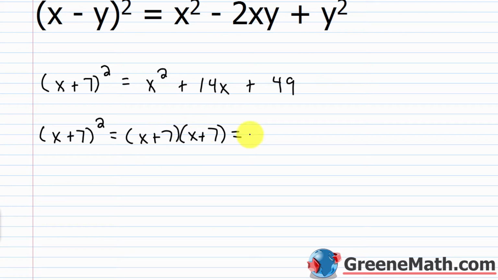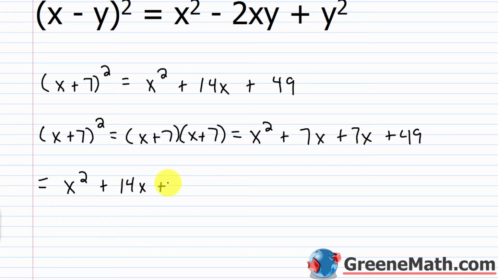So x times x is x squared, plus x times 7, that's 7x, plus 7 times x, that's 7x again, plus 7 times 7, that's 49. And this equals x squared plus, combine like terms, 7x plus 7x is 14x, plus 49. That's exactly what I got up here by just using that general formula.